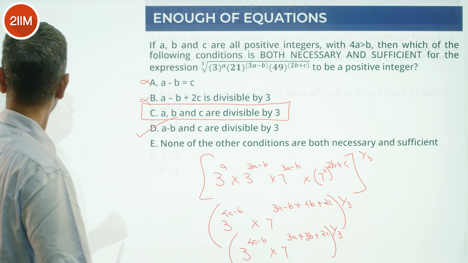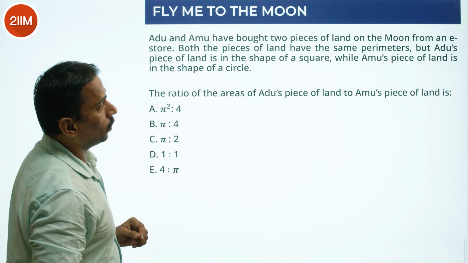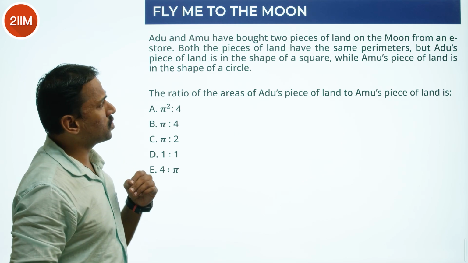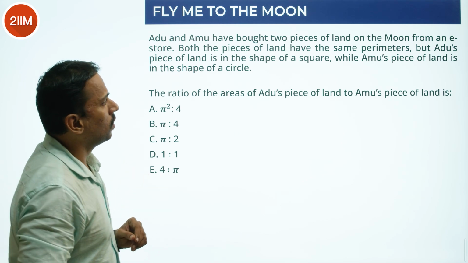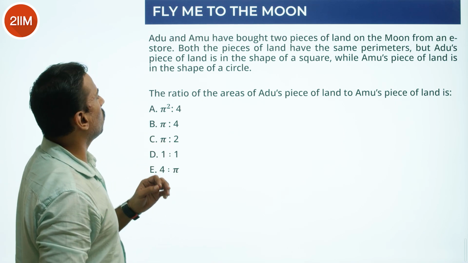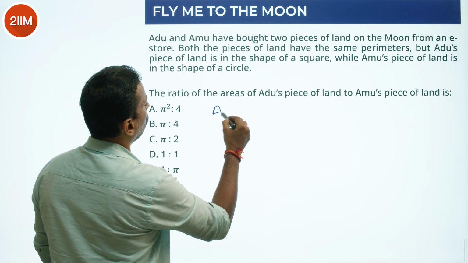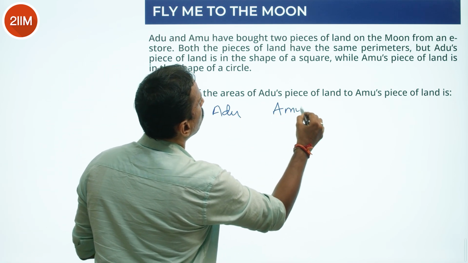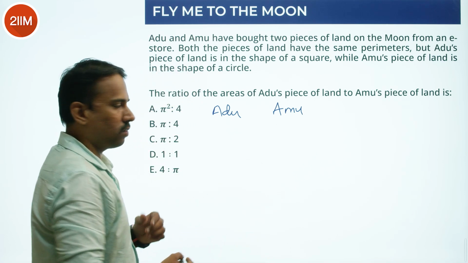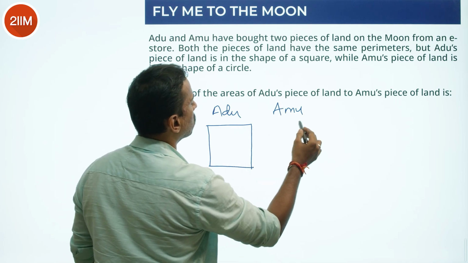Oh, brilliant. Adu and Amu have bought 2 pieces of land on the moon from Easter. Both the pieces of land have the same perimeters, but Adu's piece of land is in the shape of a square and Amu's piece of land is in the shape of a circle. So Adu's piece is going to be a square, and Amu's is going to be a circle.